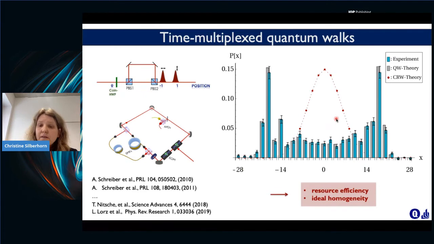The reason why I brought them to you is that in this system you get an extremely nice system in the sense that you have a very good resource efficiency in general, because you can scale it up to 28 modes here. And on top of that, you have ideal homogeneity. So the quality of the data is really good and is very close to the theory. Now, the other advantage is that this half-wave plate can be rather easily changed to an electro-optical modulator. That means that you can dynamically control these different couplings, and you can implement all kinds of simulations.